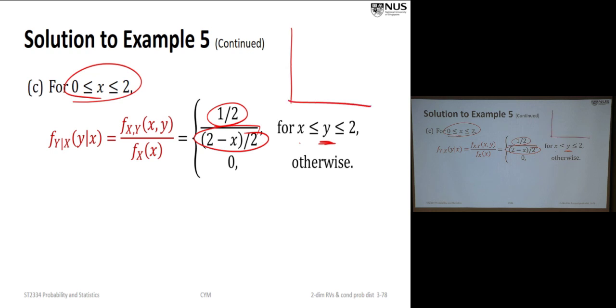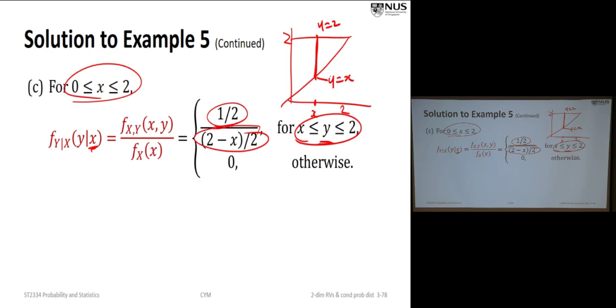So you still have to look at this picture, right? We are looking at a fixed x. This means that x is fixed at a particular value. Then the distribution of y is valid from this point to this point. That's why it is bounded by y equal x and y equal 2.